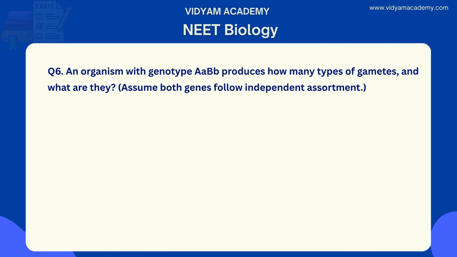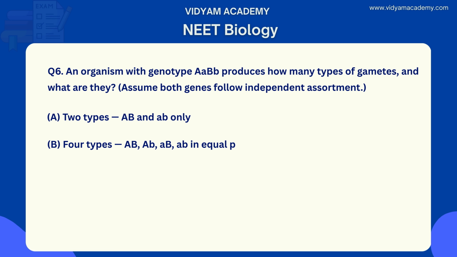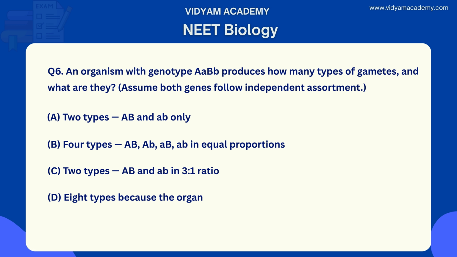Question number 6. An organism with genotype AaBb produces how many types of gametes and what are they? Assume both genes follow independent assortment. Option A, 2 types, AB and ab only. Option B, 4 types, AB, Ab, aB, ab in equal proportions. Option C, 2 types, AB and ab in 3:1 ratio. Option D, 8 types because the organism is heterozygous for 2 genes.